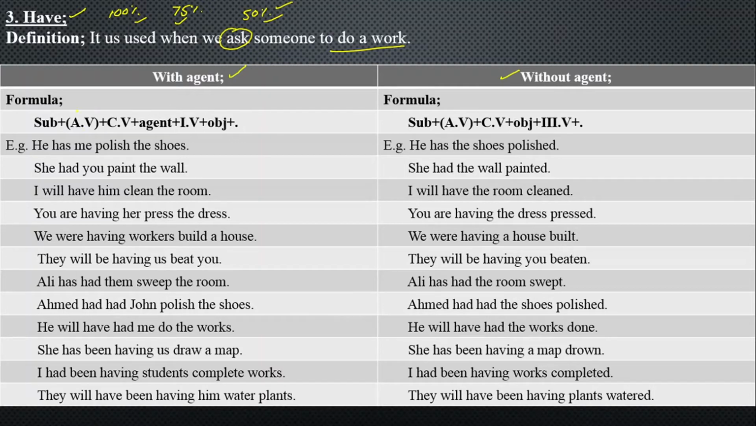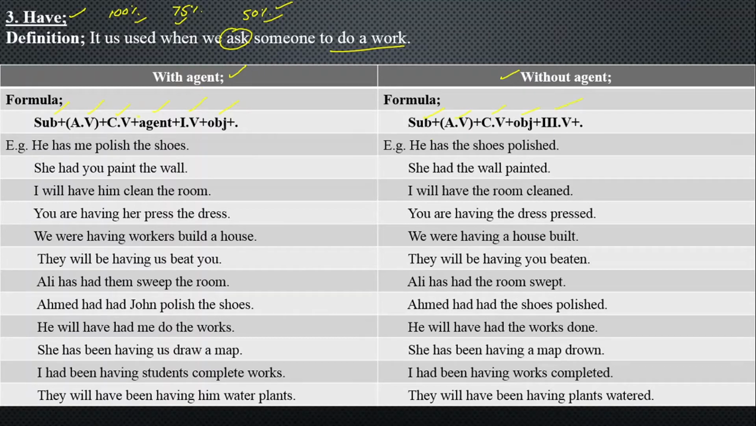With agent, the formula for causative verb have is subject plus auxiliary verb. Auxiliary verbs mean your helping verbs as well as your modal auxiliary verbs. Then causative verb have, then agent, first form of the verb, object, full stop. And in causative verb without agent, we have got the formula: subject plus auxiliary verb plus causative verb, object, third form of the verb, and full stop.